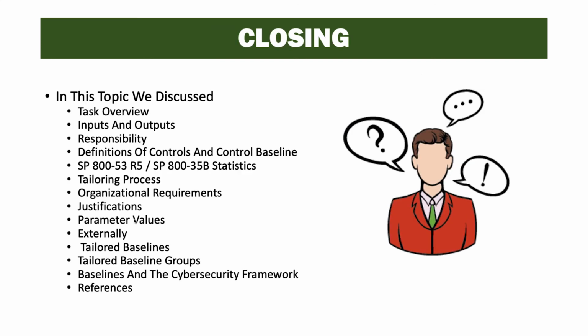In closing, in this topic we talked about the task overview for this task, the inputs and outputs, the responsibilities. We talked about the definition of controls and control baselines. We looked at Special Publication 800-53, Revision 5, and 800-53B. We talked about the tailoring process, organizational requirements, justification, parameter values, and externally developed baselines, and the cybersecurity framework, as well as references. So these are things you should know. You should have a good grasp, at least at a high level, when you're leaving this topic. If you don't, I suggest you go back and check out those topics that don't look familiar to you, and we'll see you in the next lesson.